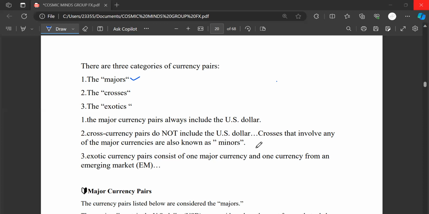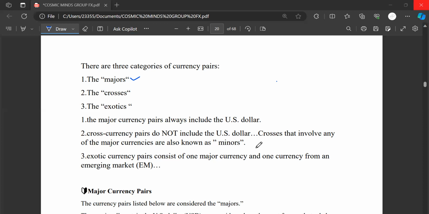So let's continue. Now, the major currency pairs always include the USD, the US dollar. We looked at it initially from the top, and now we are looking at it in depth. The major pairs have the US dollar as a constituent currency in the pair. It means that any pair that has the US dollar in it is a major one. That is what the major currency pairs are.